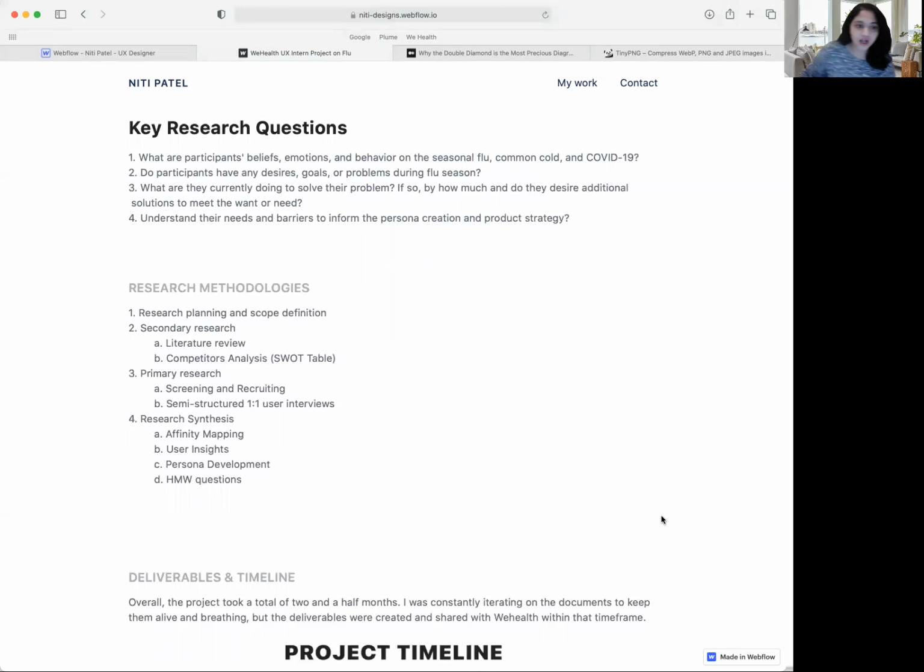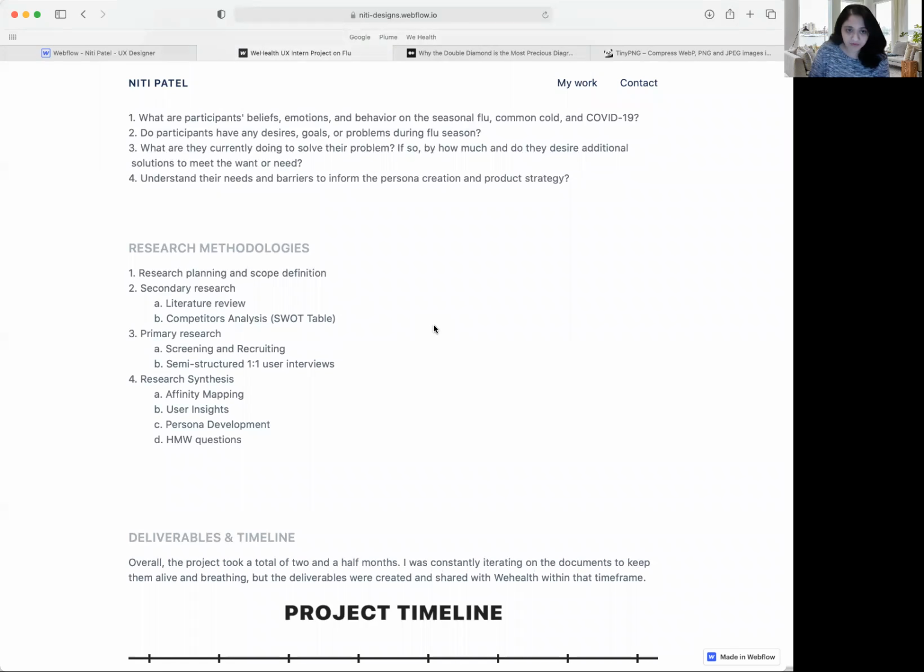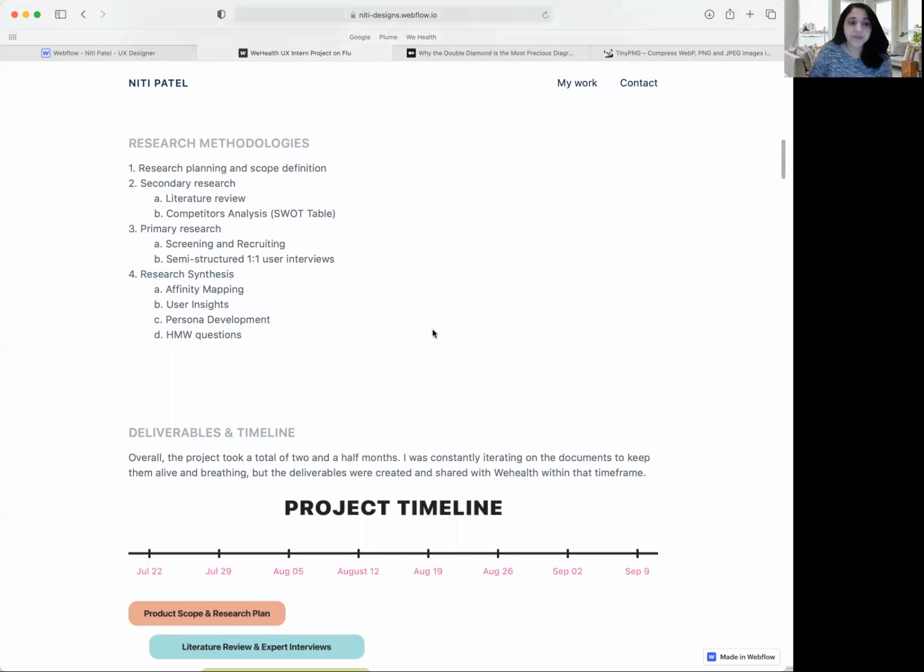My 4 research questions were as follows. What are participants' beliefs and emotions around seasonal flu, common cold, and COVID? What do they think about it? How do they react to it? Do participants have any desires, goals, or problems during flu season? Do they use anything to currently solve that problem? And if so, do they desire additional solutions? Understanding their needs and behavior was done to inform the persona creation and product strategies.